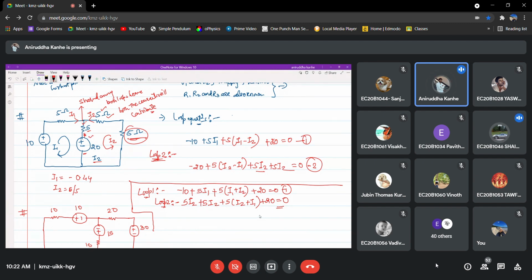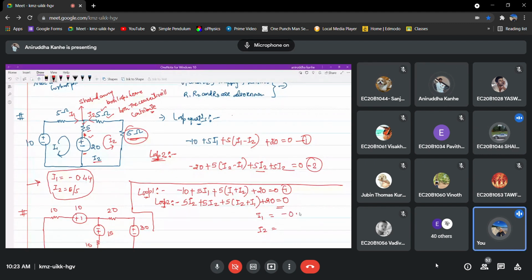Can anyone think what will be the I1, I2 value here based upon the current direction, and considering that the way of writing the equations is correct? Just looking at these answers, can anyone comment what will be the I1, I2? I1 would be the same as I2. Absolutely right. That's what I was expecting. Okay, so it will look like this.